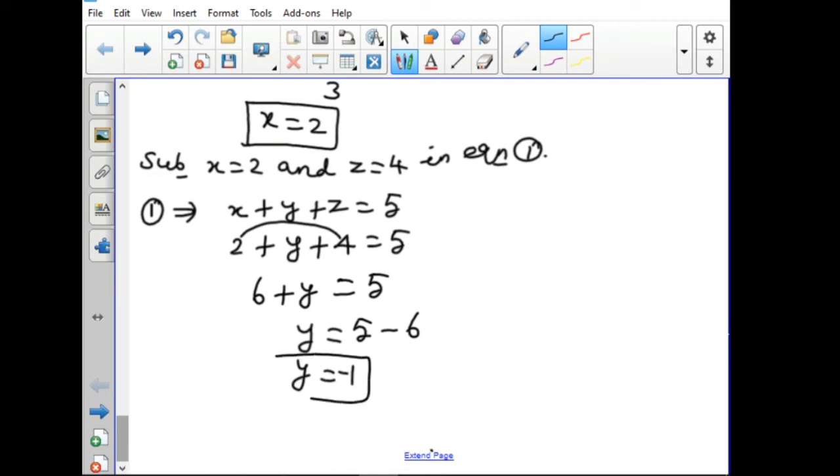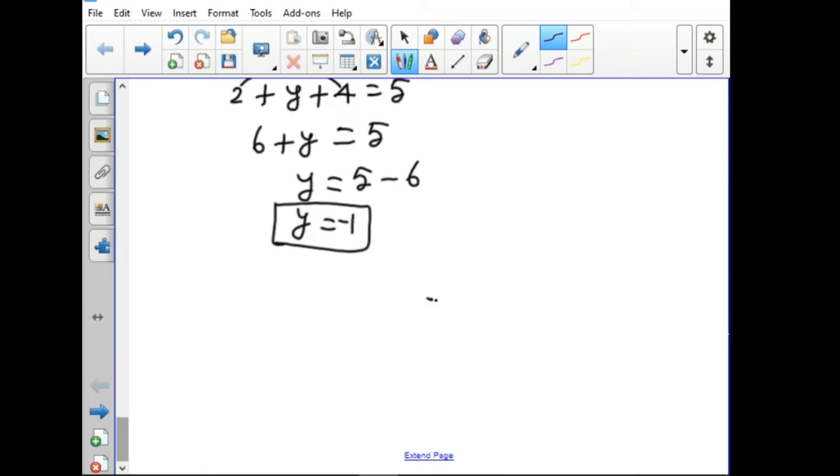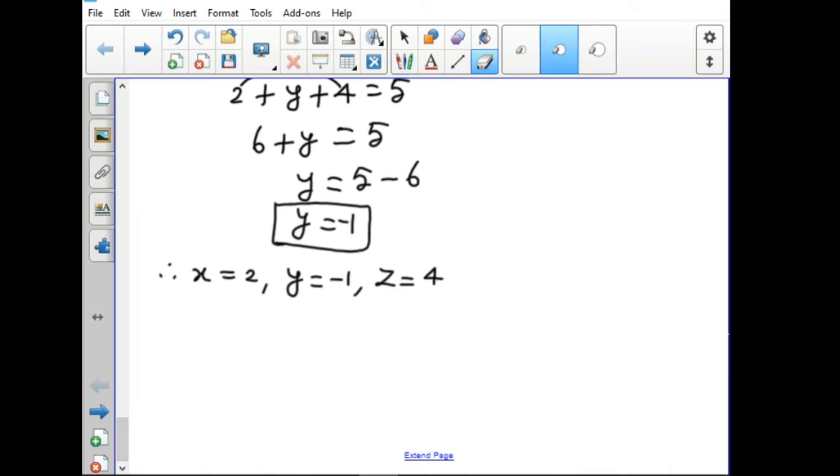Now we have got y equal to minus 1. They have given 3 equations, and we have to solve the 3 equations and find the solutions. Therefore, x equal to 2, y equal to minus 1 and z equal to 4. Like that you have to find the answer.